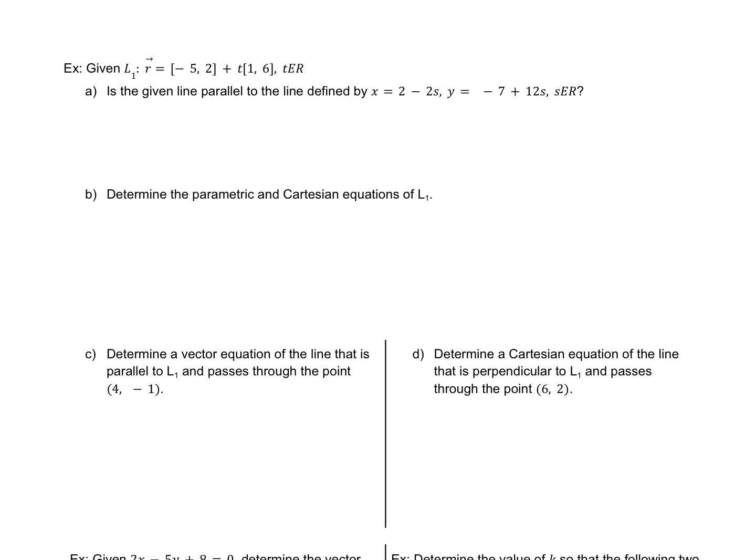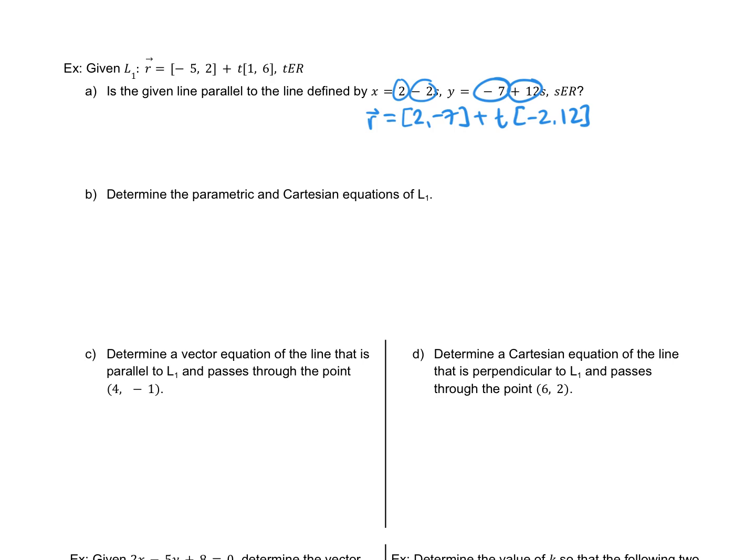All right, next example. The line L1 is negative 5, 2 plus t times 1, 6, where t is an element of all real numbers. Is the given line parallel to the line defined by x equals 2 minus 2s and y equals negative 7 plus 12s? Well, to see if two lines are parallel, we need to compare their direction vectors. So I'm going to write the vector equation of this second line. So the constants are 2 and negative 7, so that's r naught. And the direction vector, negative 2 and 12.